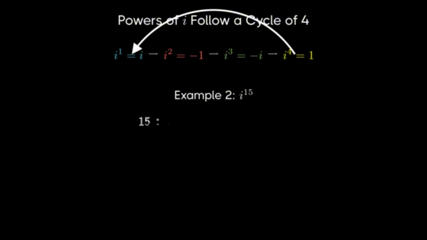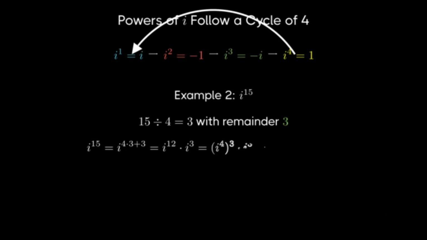Let's try a larger exponent, i to the power of 15. With high powers like this, our cyclical method becomes even more valuable. Dividing 15 by 4, we get 3 with a remainder of 3. Again, this remainder is the key to our solution. We can rewrite i to the 15th as i to the power of 4 times 3 plus 3.